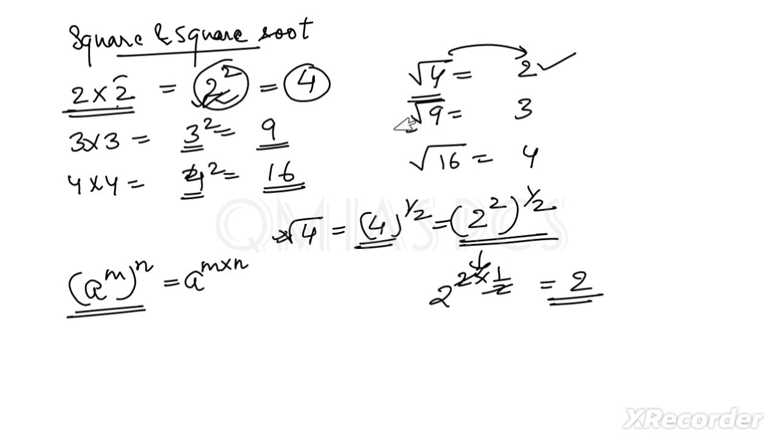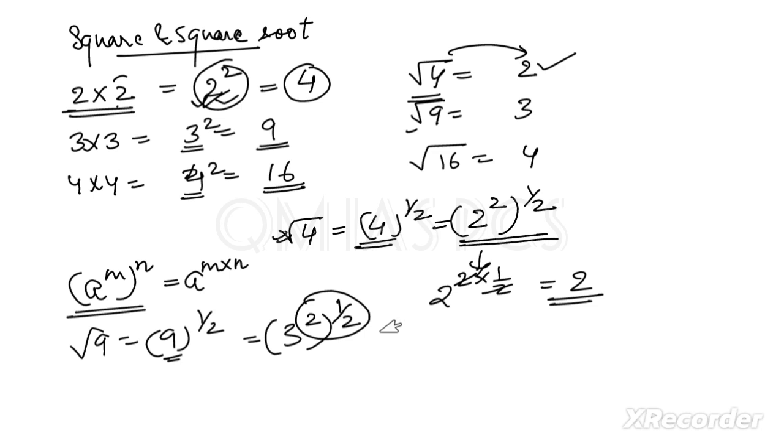Similarly for root 9, we can write 9 power 1 by 2. In place of 9 we can write 3 square, and here is 1 by 2. So these will be multiplied together. It will be 3 power 2 multiplied by 1 by 2, the 2 will be cancelled out. We have only 3, so 3 will be our answer. Similarly, we can solve for 4 or any number. Got it? So I think you have understood what square and square root are.